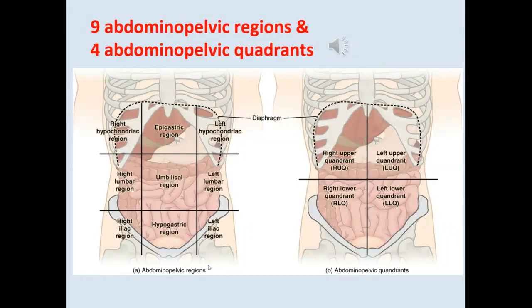So right in the center, the umbilical region, that's where the umbilical cord was attached. The belly button is right in the center of that umbilical region. And the others are to the left and right and above and below that one.